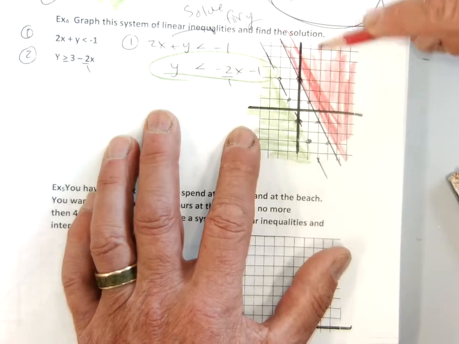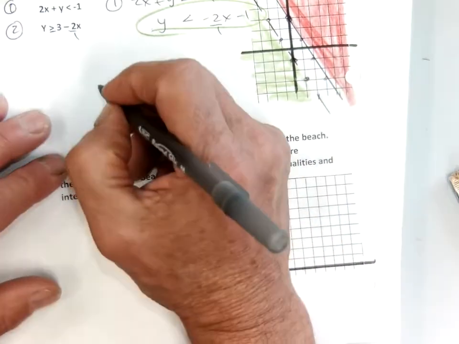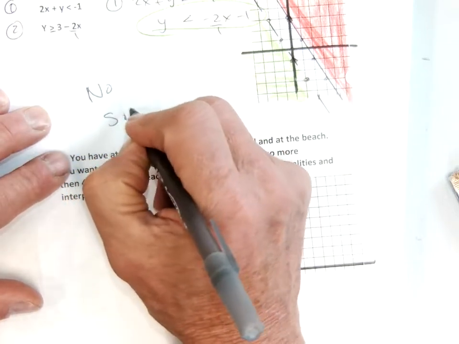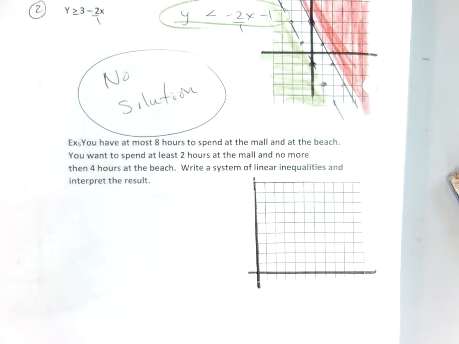Well, I got to fix this worksheet. I got to make one so there at least is a solution, right? There's no solution. They don't overlap anywhere. Wow, okay. The next one has a solution.